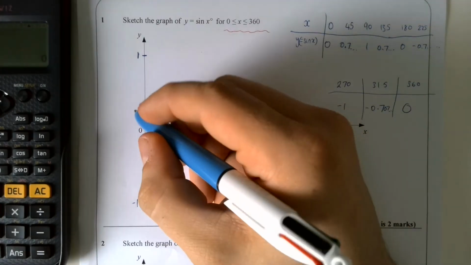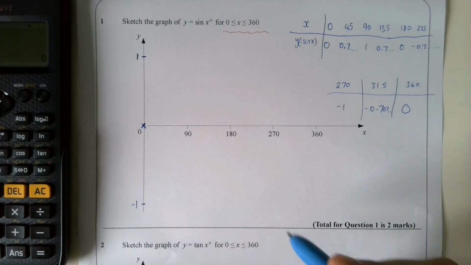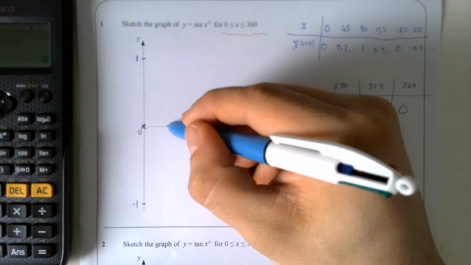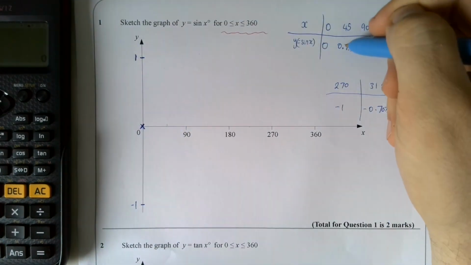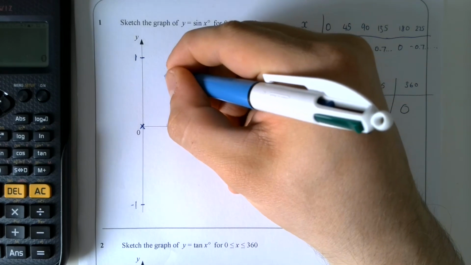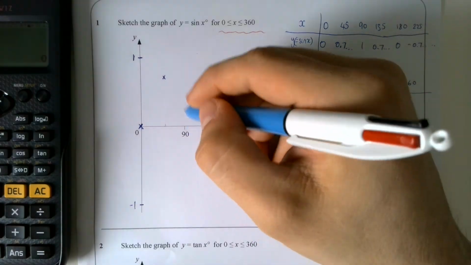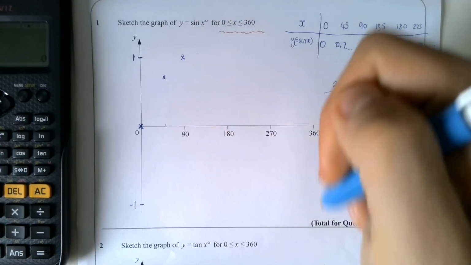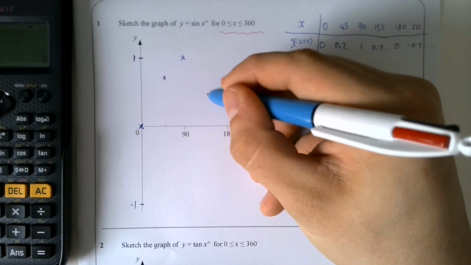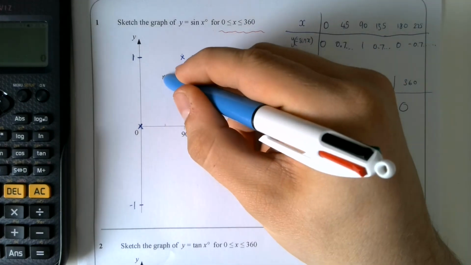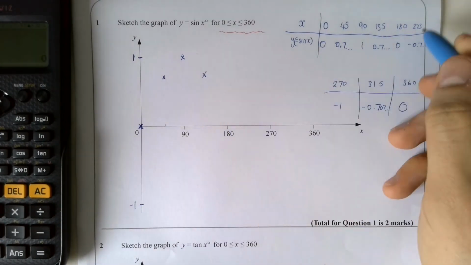So I know that when x is 0, y, or sine of 0, is 0. At 45, which is about here, I know my value is 0.7, so I'm going to roughly plot 0.7 there. When x is 90, sine 90 is 1. When x is 135, so about here, it's going to have the same value as it did over here, 0.7-ish. When x is 180, it's going to be 0.